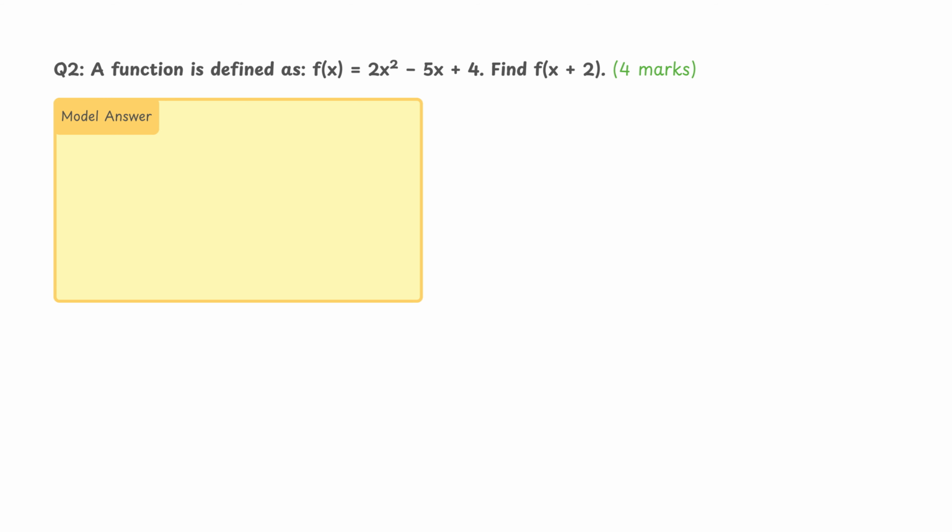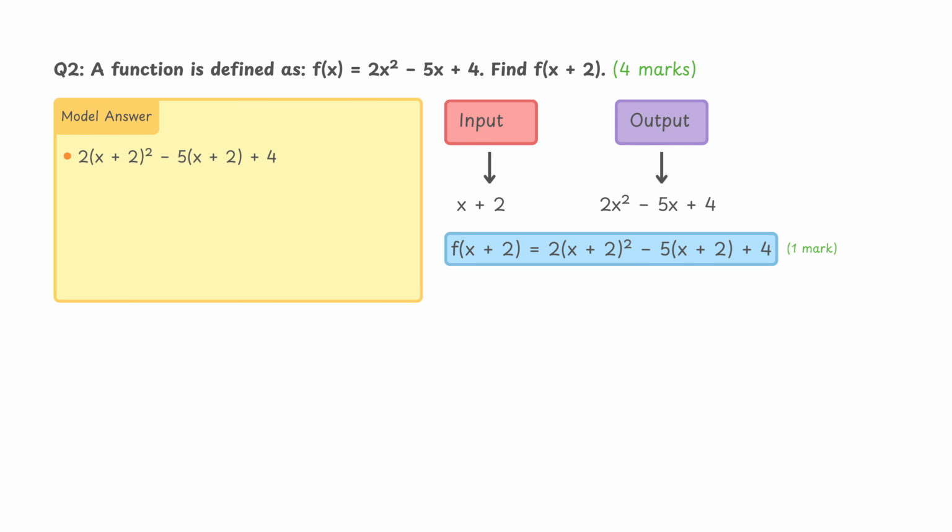Now this is slightly different from the previous question. Before, we substituted a number into the function, but now we are substituting an expression, x plus 2. So wherever we see x, we replace it with open bracket x plus 2 close bracket. Let's write that out step by step. F of x plus 2 equals 2, multiplied by open bracket x plus 2 close bracket squared, minus 5 multiplied by open bracket x plus 2 close bracket plus 4.